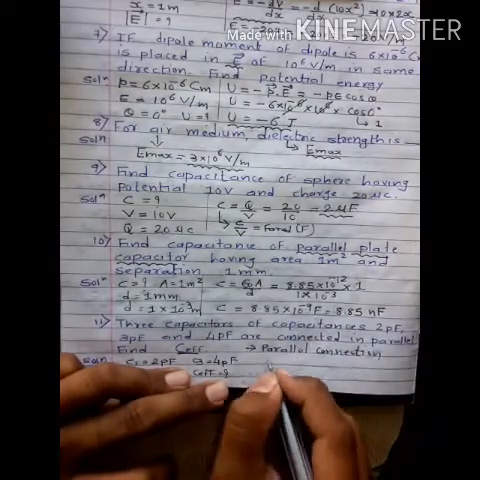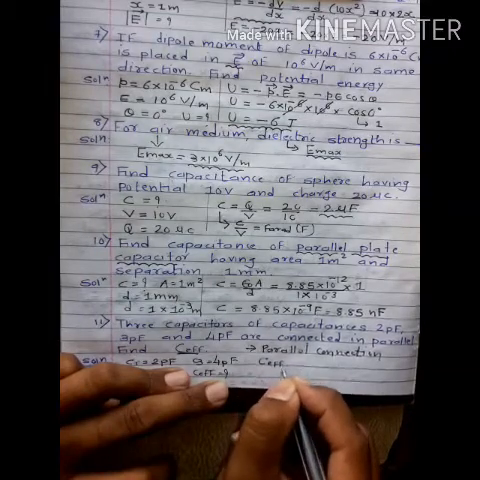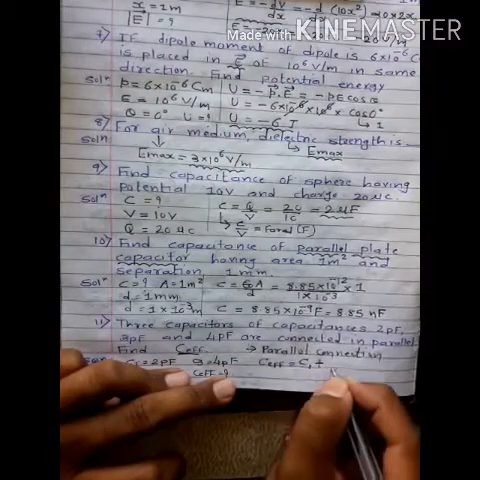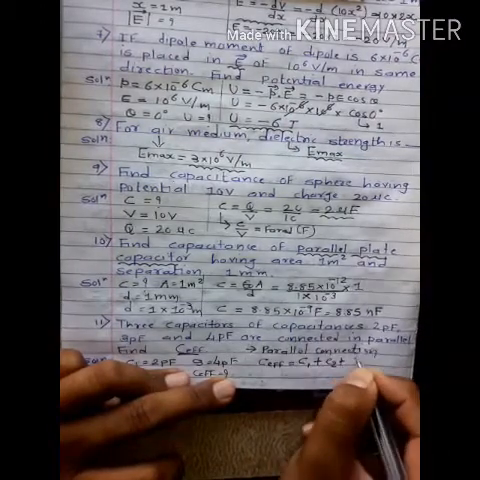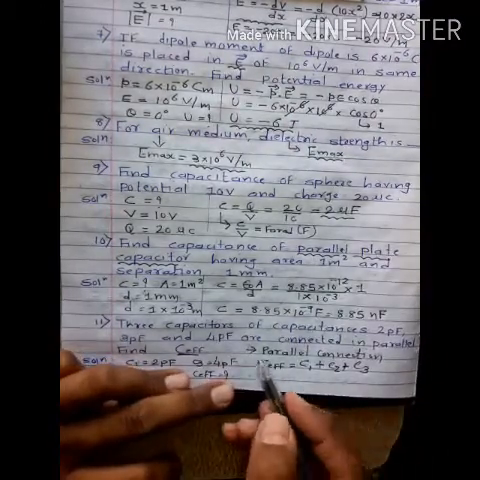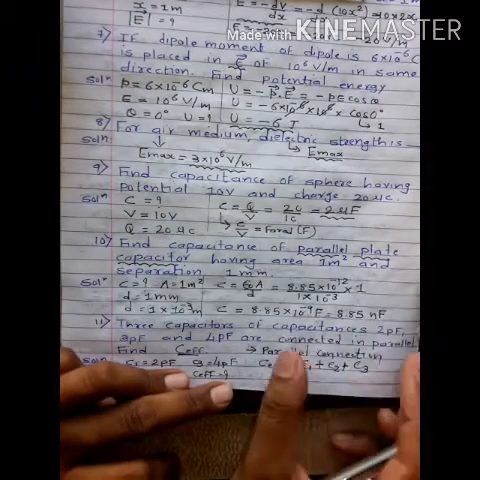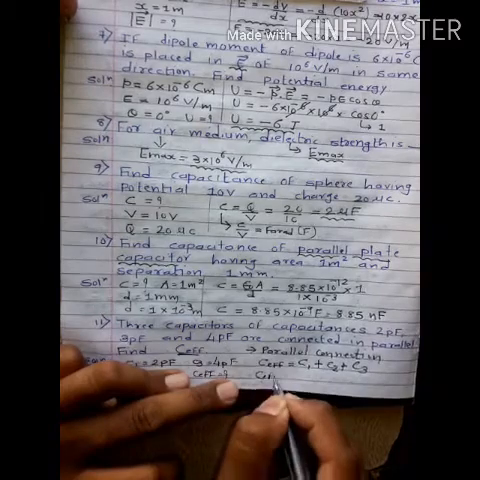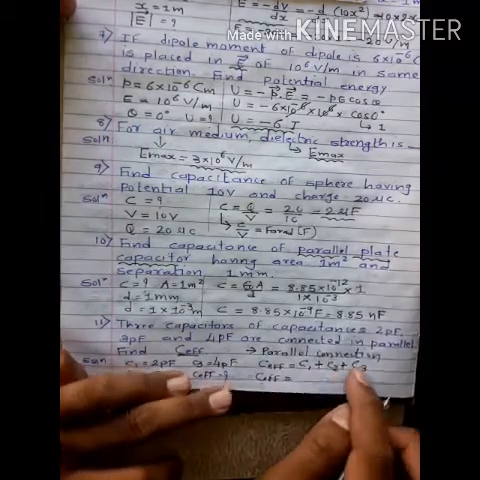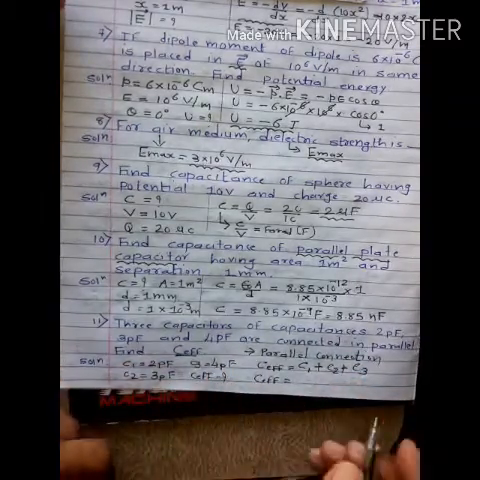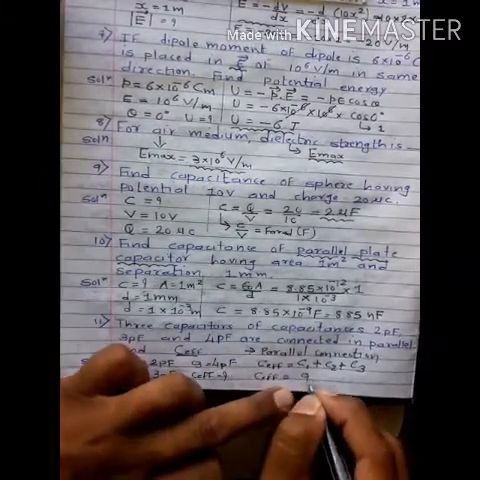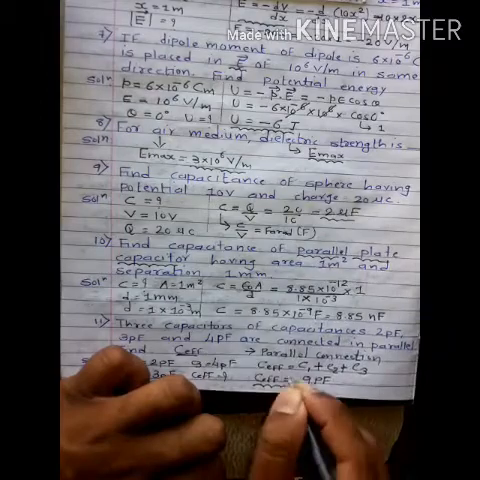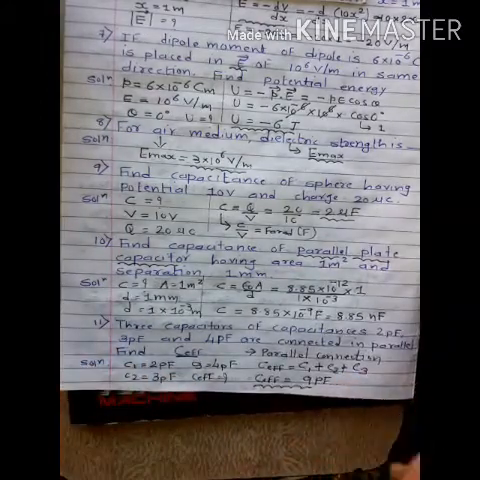Whenever we have parallel connection of capacitors, effective capacitance is equals to C1 plus C2 plus C3. Clear? Sum of each individual capacitance. So our effective capacitance becomes C1 plus C2 plus C3, 2 plus 3 plus 4. So our answer is 9 picofarad. This is the simplest equation. Clear?